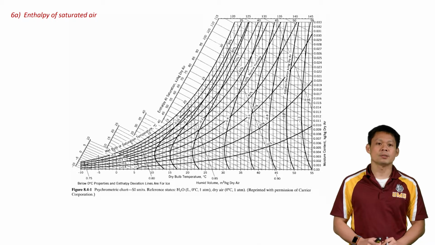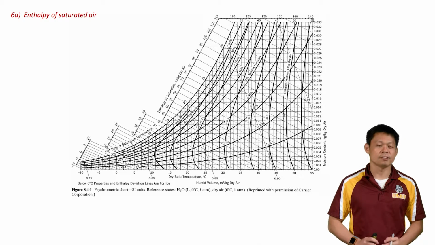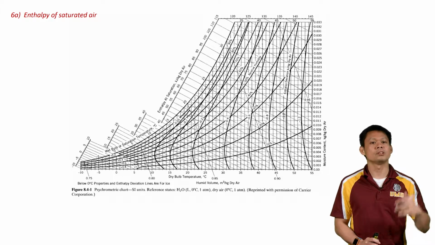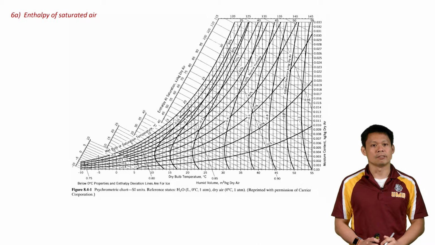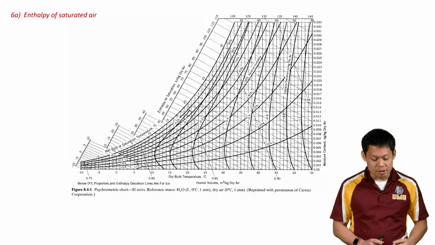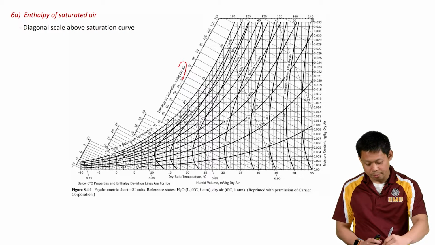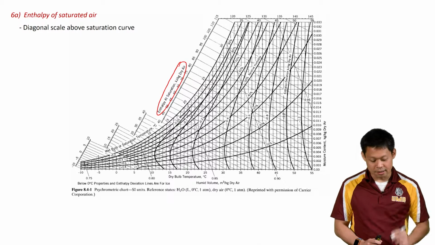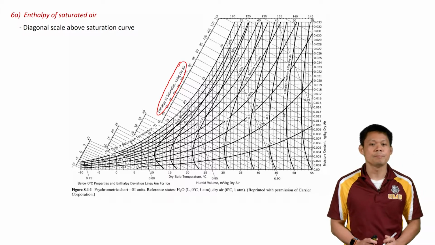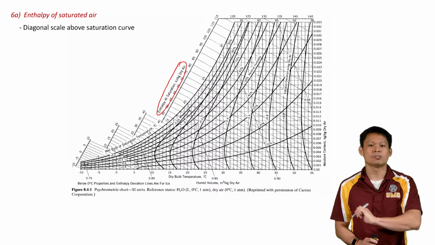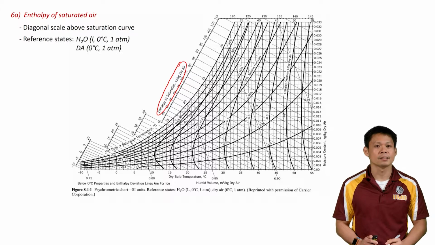All right, so let's look at the sixth intensive variable, which is our enthalpy. Our enthalpy is going to be broken into two things. The first one is we're going to read the enthalpy of our saturated air. And then if we're not at saturation, there's going to be an enthalpy deviation that we'll read off of. So in terms of the enthalpy of saturated air, the scale we're going to read off of is this diagonal scale that's above the saturation curve. You can see the legend right there. So that's our scale. And the way we would read our enthalpy of saturated air is to just follow those diagonal lines depending on where we are at.